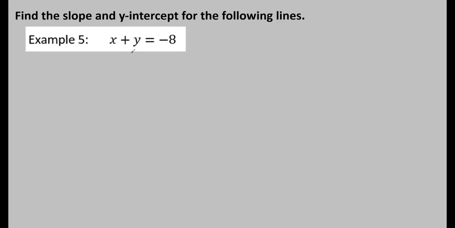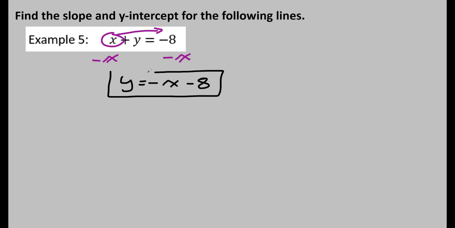Another example, this is, I think, the second last one. X plus y equals negative 8. You bring the x over to the other side by subtracting x, because that's the opposite. 8 and x are not like terms, and lucky for me, y was already positive. So y equals negative x minus 8. And so similarly to example 4, if there's a negative sign in front of the x, then that number is actually negative 1.